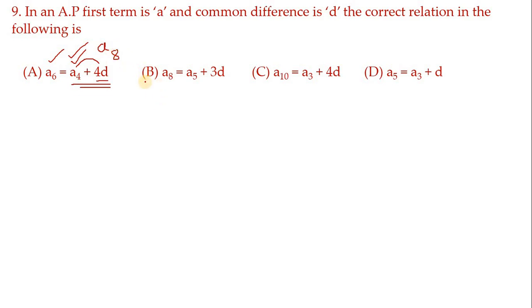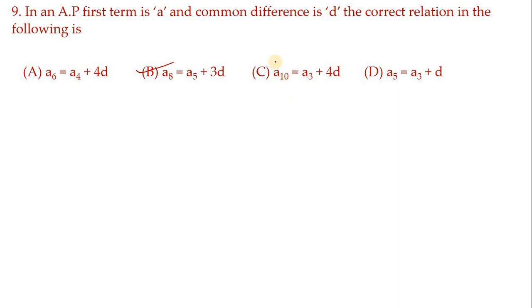So come to option B now. So A8 is there. So your 5th term is there. So to the 5th term you are adding 3 times D, meaning you will get the 8th term. So this is the correct option. So this is correct. So let me see C and D, because to make you understand, we already got the answer B. So to make you understand, I am going to the C and D options.